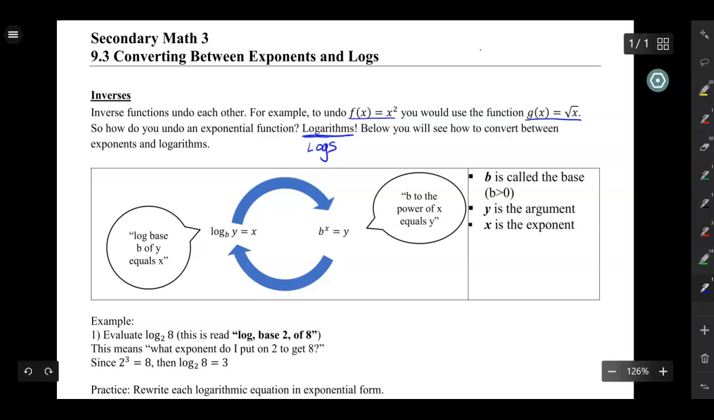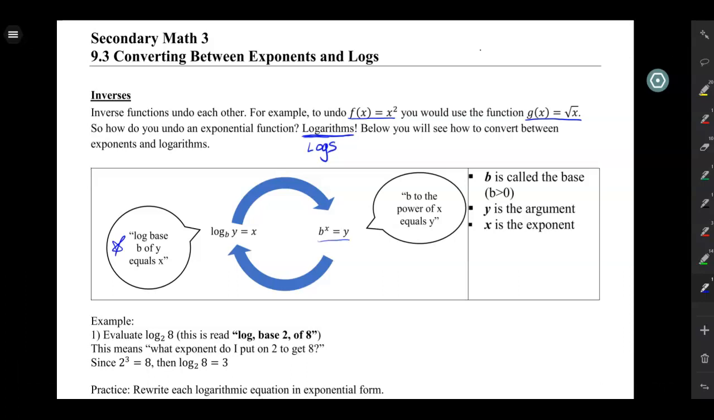So we have b to the x equals y. Over here in this little thought bubble, I have the words that you would use to say that equation out loud: b to the power of x, or b to the x equals y. So you want to rewrite that as a logarithm. Then you would write log with this little b next to it, and then y is equal to x. And the way you read that is log base b of y equals x.